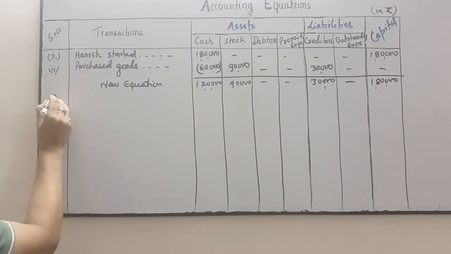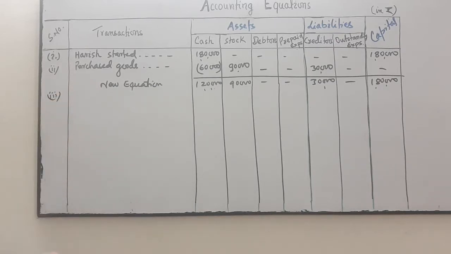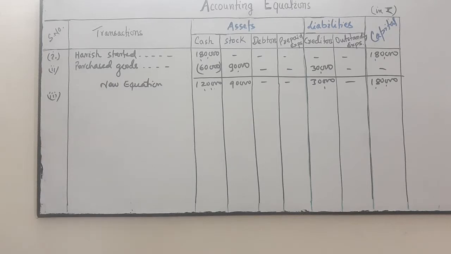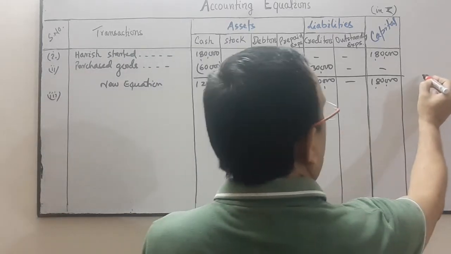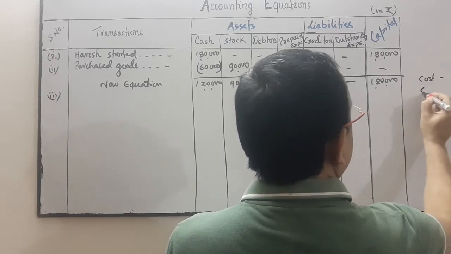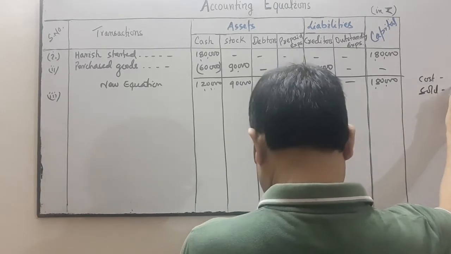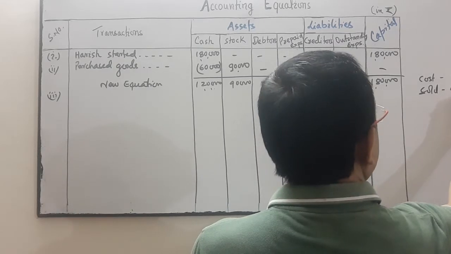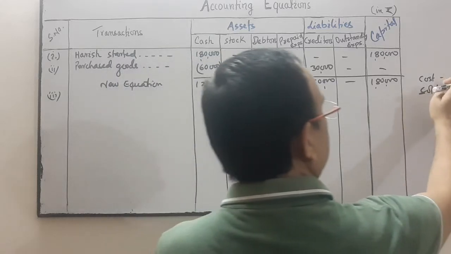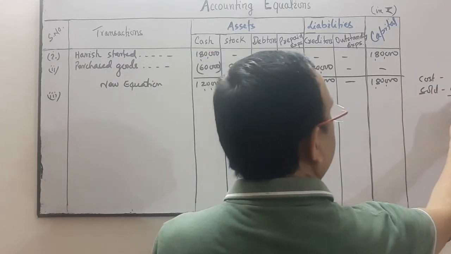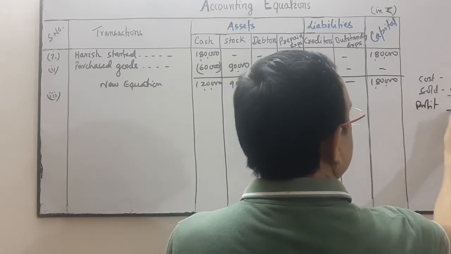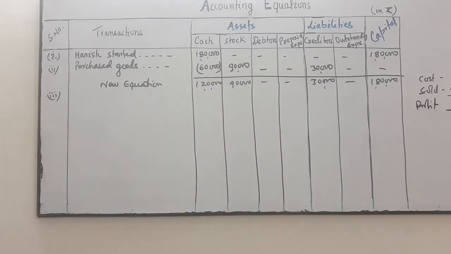Now the third transaction, come to transaction number 3. Sold goods for cash costing rupees 24,000. So the cost of the goods is 24 and it is sold for rupees 40,000. Sold for cash. Goods costing 24, sold for 40, it means 16,000 is the profit on sale.